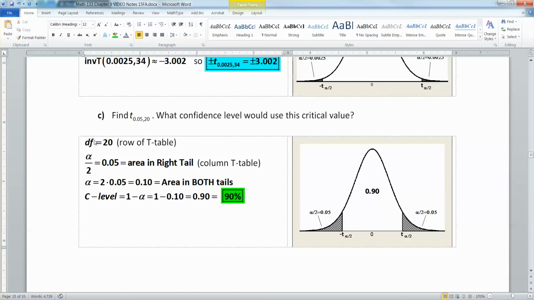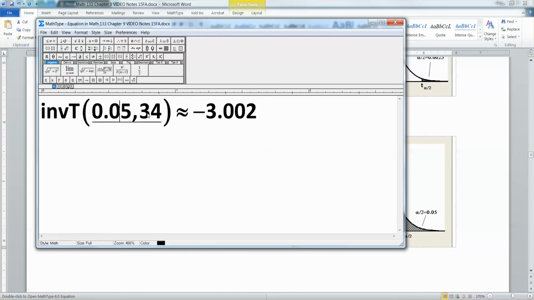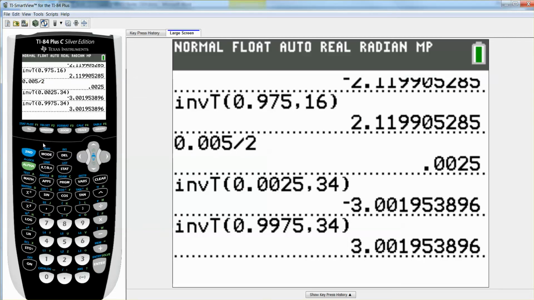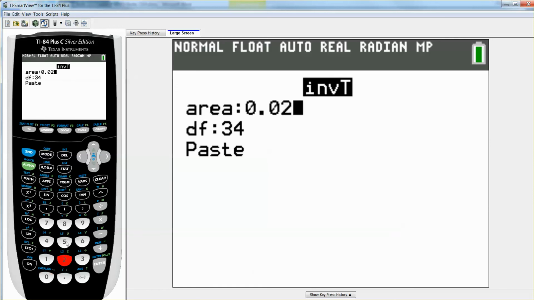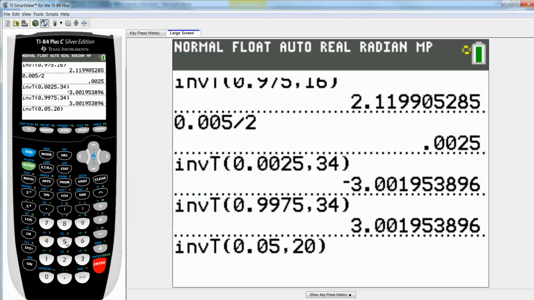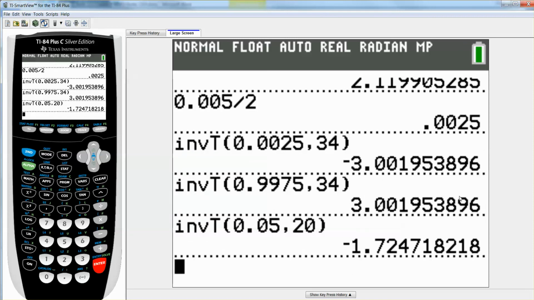So I know that it's the row 20 and then the 0.05 column. That's one way I can find it. Or I could use inverse t. For inverse t, it would be inverse t 0.05, and then degrees of freedom is 20 because it was given to us as 20. There's no need for subtraction on this one. So let me grab the calculator, go to distributions, pick number 4. I'm going to say 0.05, 20, enter. And there it finds it, negative 1.725 or so.